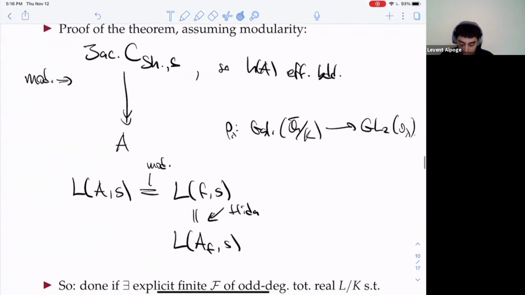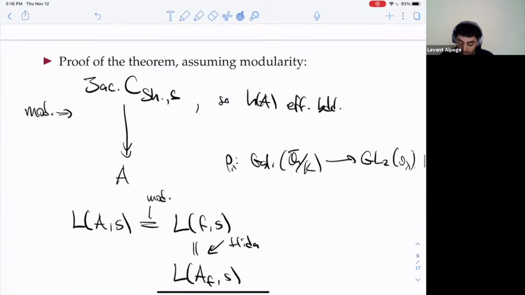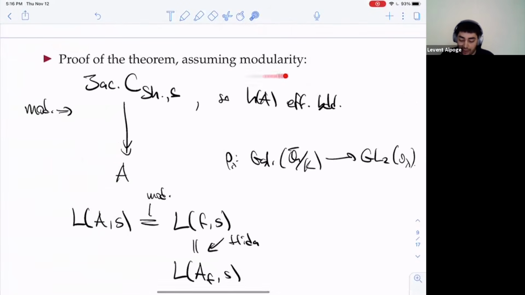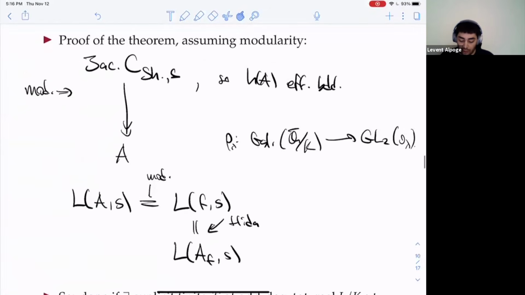But yeah, anyway. I just want to say, because modularity is not known, we've got to get away with using something weaker that is known. And potential modularity is known in this context. We're over a totally real field K. All these abelian varieties maybe are not modular over K itself, but they are modular over some totally real extension of K. And that is a theorem of Taylor's.